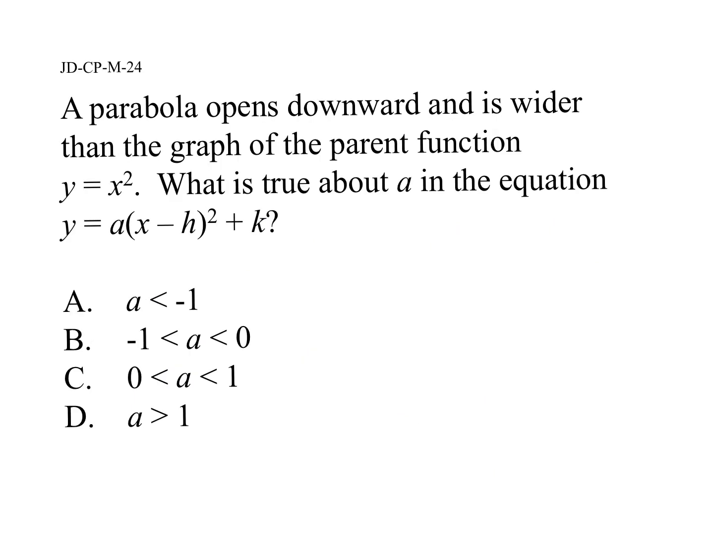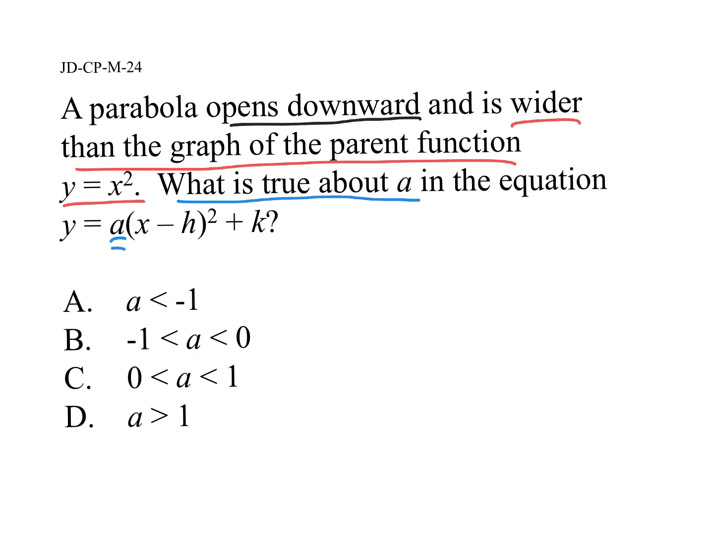24, parabola opens downward and is wider than the graph of the parent function y equals x squared. So what is true about A in this equation? So if it opens down, then we know that it's going to have to be negative. So it's not going to be between 0 and 1. It's not going to be greater than 1. It's going to be negative. And then the question is just, is it less than -1, or is it between -1 and 0?